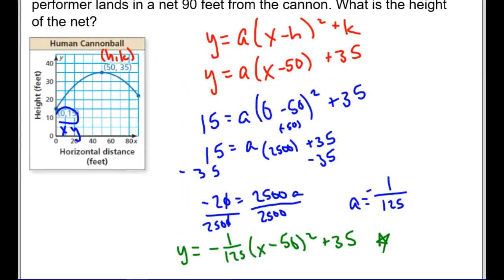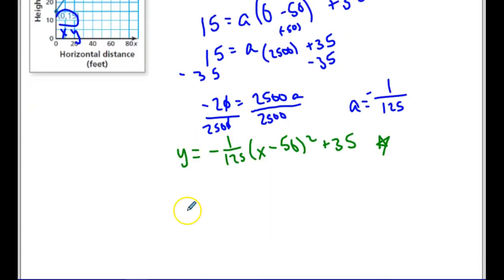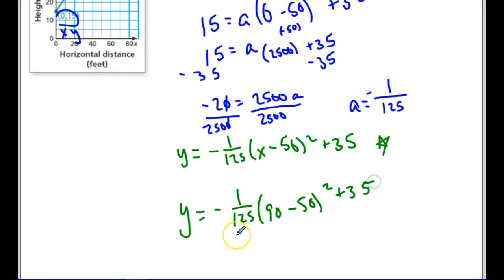So the second piece I was asked was I was told the performer lands in a net 90 feet from the cannon, and what is the height of the net? Well, I know that the horizontal distance away is going to be my x, so I go ahead and plug this 90 in for my x. So I've got y equals negative 1 over 125 times (90 minus 50) squared plus 35, I plug that in, and I can just use my calculator now to solve this y. So once you plug this into your calculator, you see that y is approximately 22 feet.